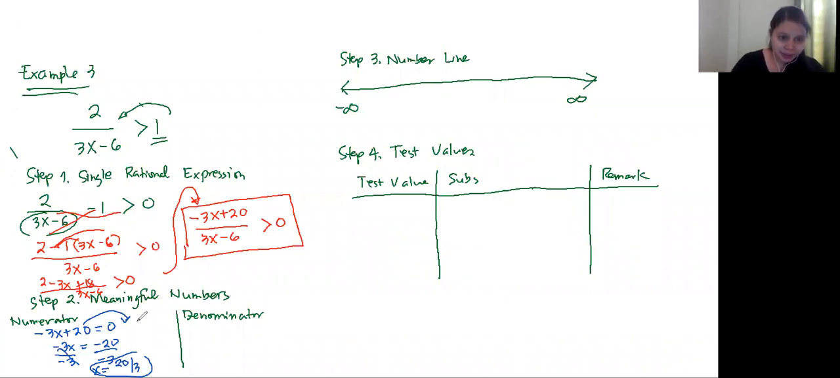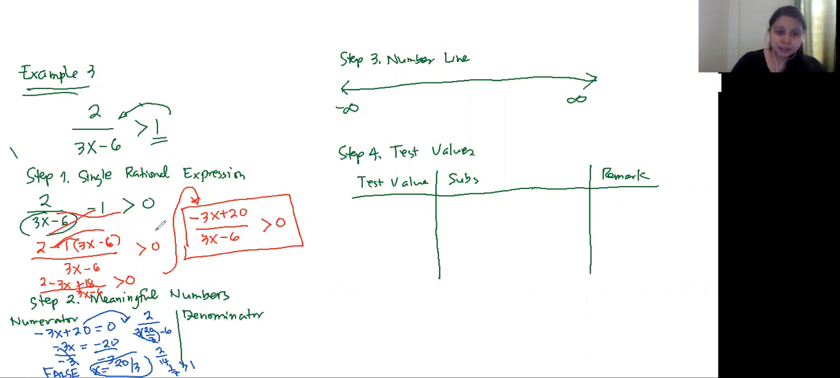So we will now have, in the original one, 2 over 3 times 20 over 3 minus 6. This is 20 minus 6, which is 14. 2 over 14, that is 1 over 7, greater than 1. It's still false.